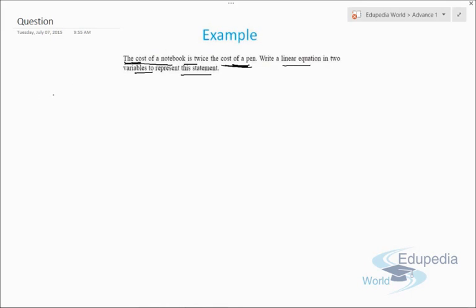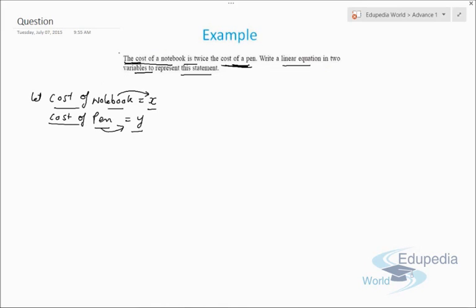So let's say we let the cost of the notebook be X and let the cost of the pen be Y. Now we have two unknown pieces of information represented in the form of variables X and Y. We have represented the cost of the notebook as X and the cost of the pen as Y.